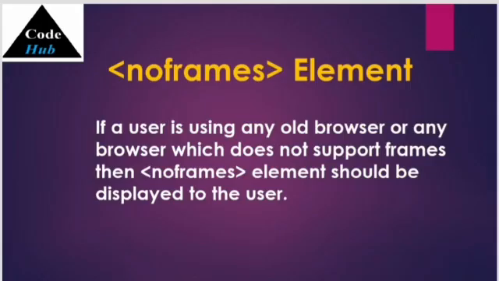Moving to the noframes element. If a user is using an old browser or any browser which does not support frames, then the noframes element should be displayed to the user. The HTML noframes tag is used to handle browsers which do not support the frame tag. This tag is used to display a text message. You can put some nice message for your users having an old version. For example, "Sorry, your browser does not support frames."